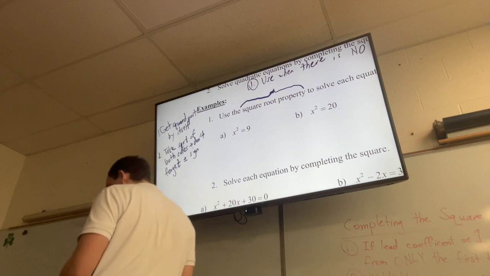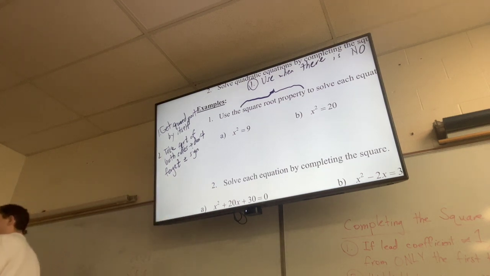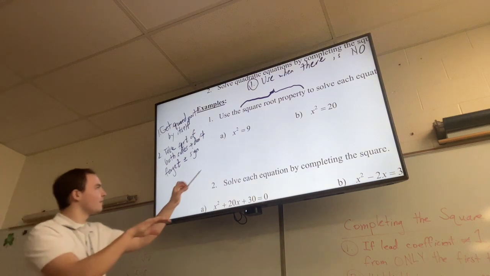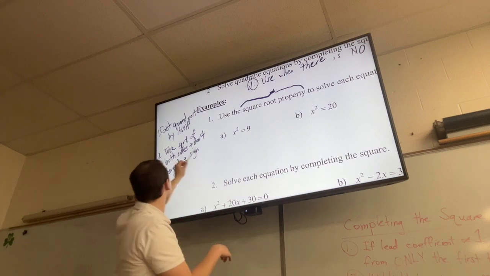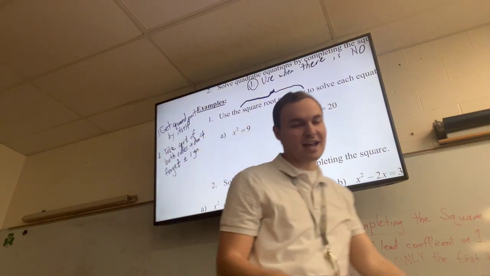Sometimes the squared part will just be x squared. Sometimes it'll be multiple terms that are squared. It's whatever is inside the exponent of 2, and you'll see what that means. You've got to get that by itself. Is it by itself here? Yes, it is. And then I just take the square root of both sides.